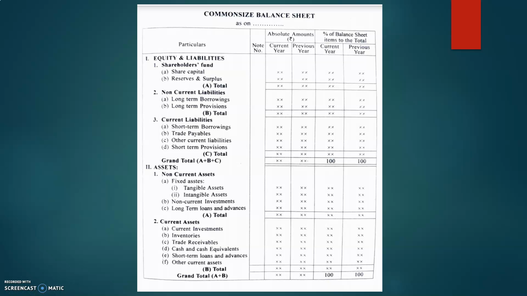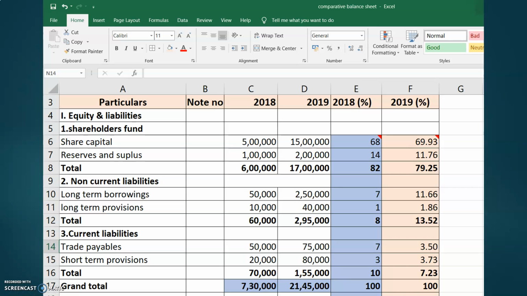Surely it should be prepared in the vertical format only. Equity and liabilities first, under that shareholders' funds, share capital, reserves and surplus, then non-current liabilities, current liabilities, likewise you will have to go. So the format is very important. Even if in the question it is given in some other order, you will have to arrange it in the vertical format and then calculate it. So things are simple. That is how you do it.